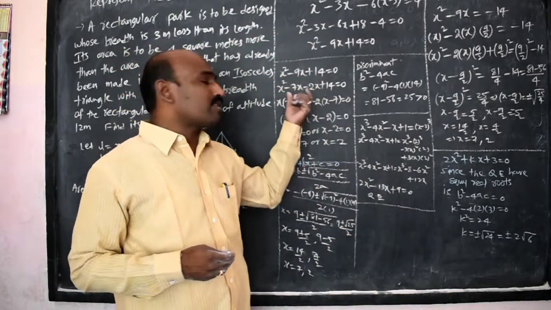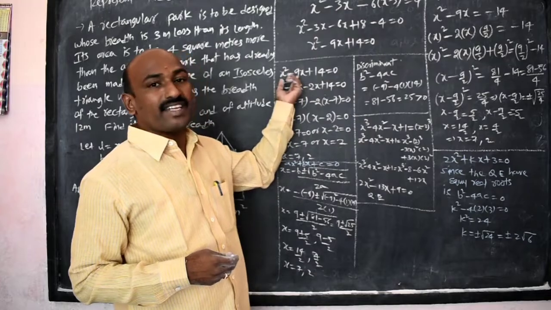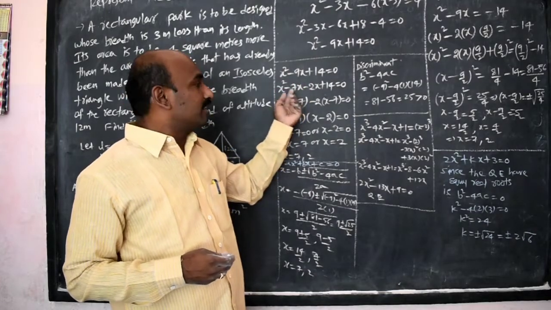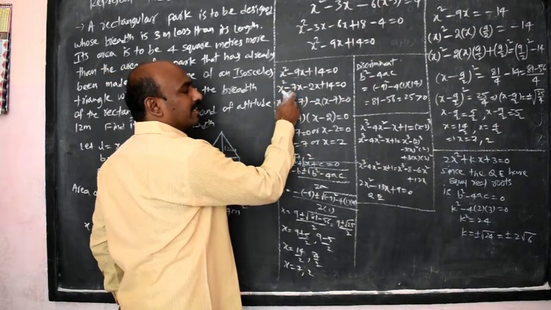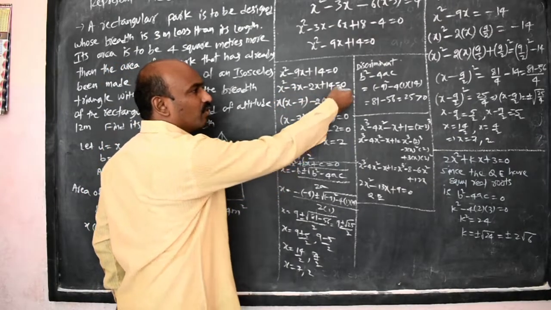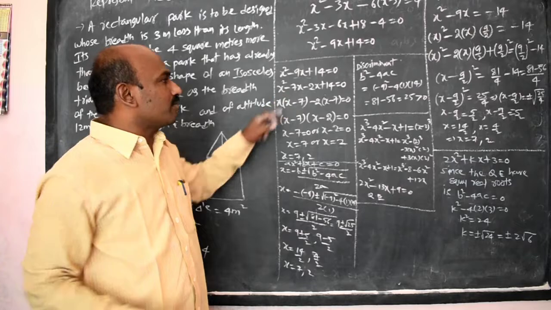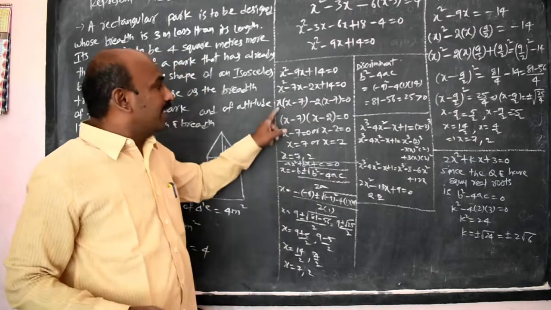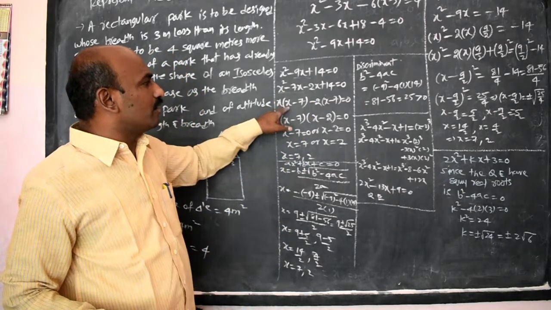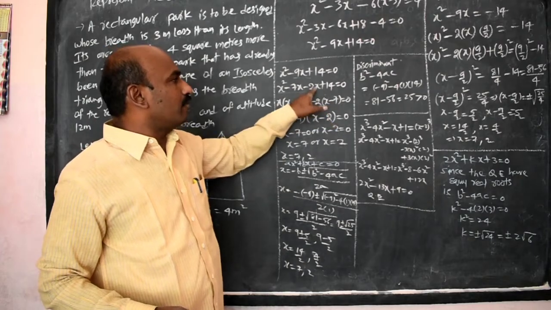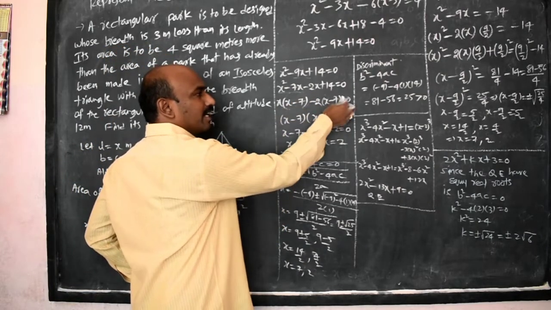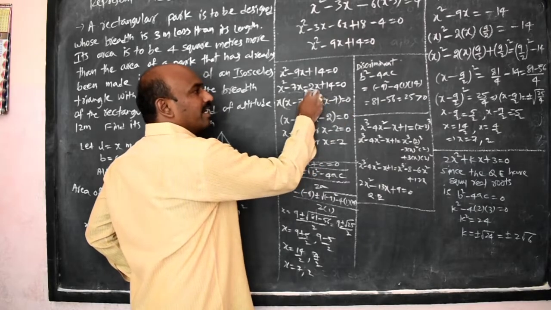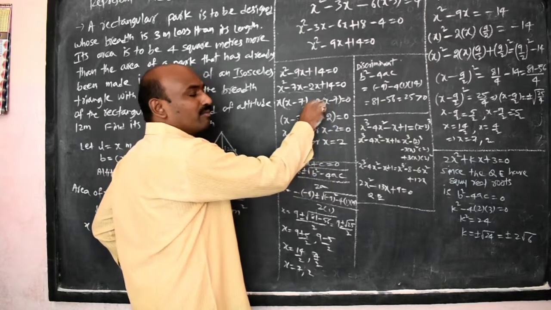Minus 9, how can I split? Minus 7 minus 2 is minus 9, and minus into minus is plus, 7 into 2 gives 14. So we can split minus 9x as x square minus 7x minus 2x plus 14 equal to 0. In the first two terms, I can take x common: x into x minus 7. Then minus 2x, x is there, remaining is minus 2.